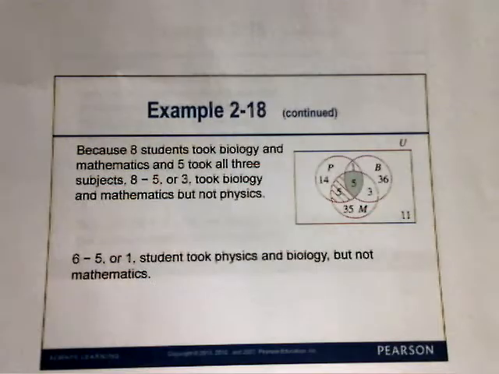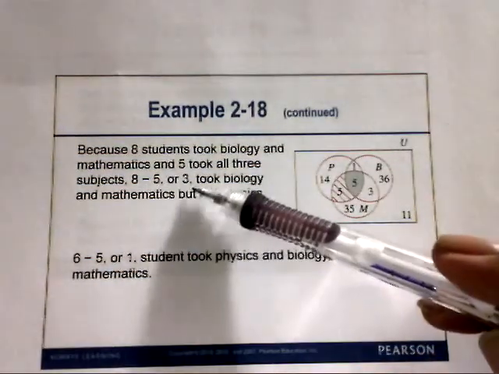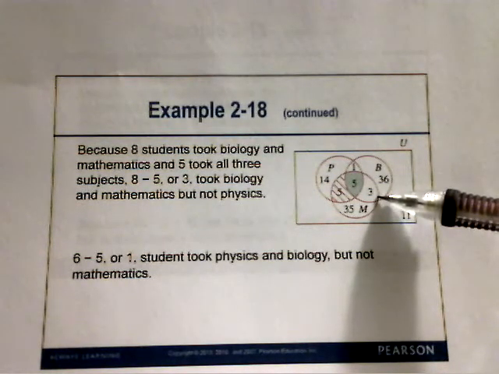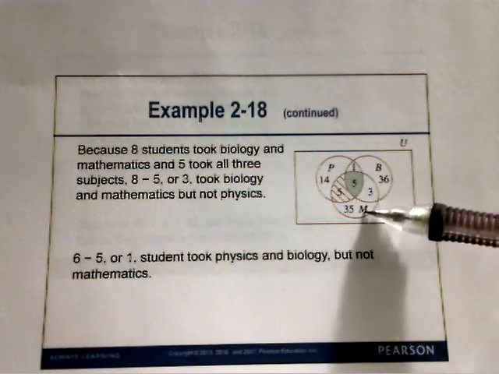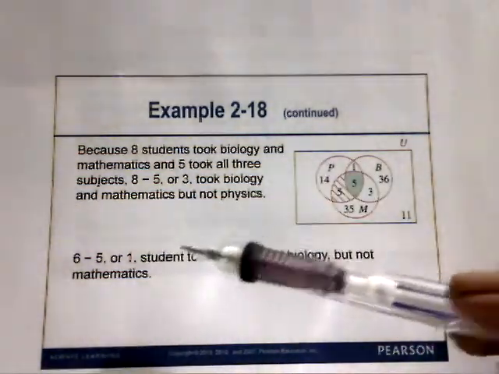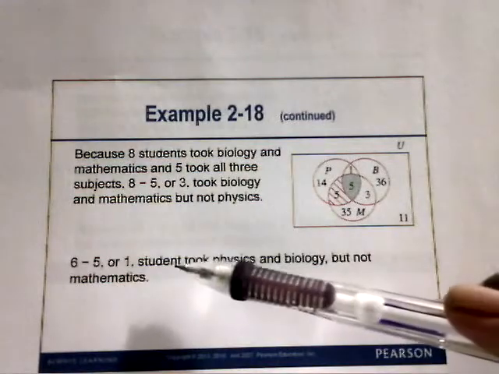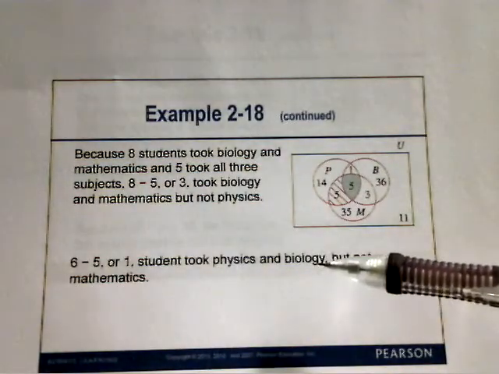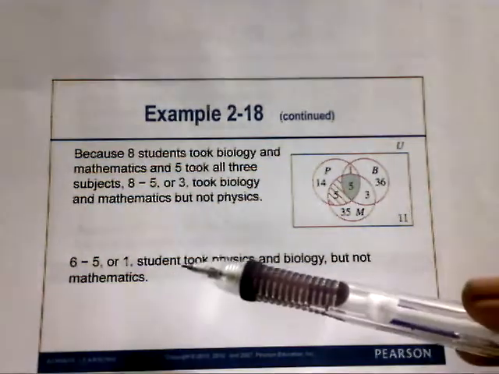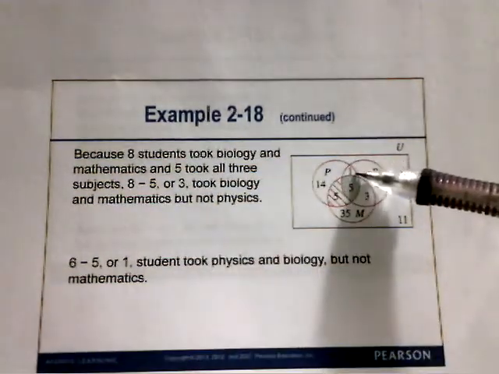Okay, on the next slide. 8 students took biology and mathematics. 5 took all 3, so subtract the 5 from the 8, you're going to get 3. That's where this 3 comes from. Okay. That's the 3 that took biology and mathematics, but not physics. And then, if you subtract 5 from the 6, you're going to get 1 student that took physics and biology, but not mathematics. Because in the problem it tells you that 6 took physics and biology, so that's where this 1 comes from.